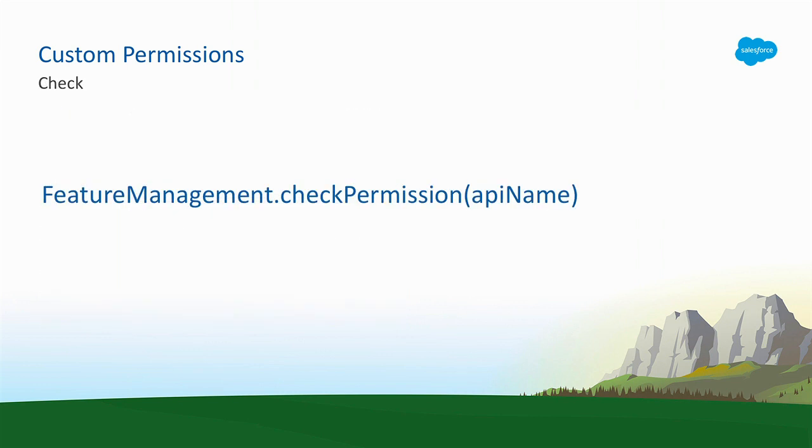And in terms of checking the permissions, we used to have to write code to do this. Andy Fawcett made a library to do this. It used to be a little bit more governor limit greedy to check these, but now we've actually got FeatureManagement.checkPermission with the API name. So it's super easy to see if the running user has that custom permission or not in your Apex.